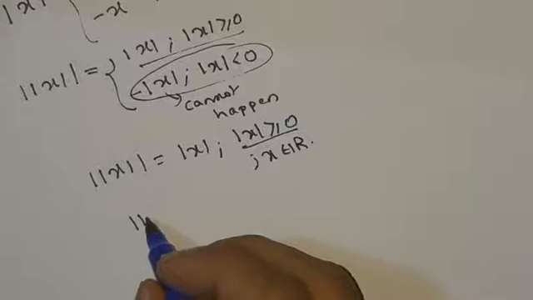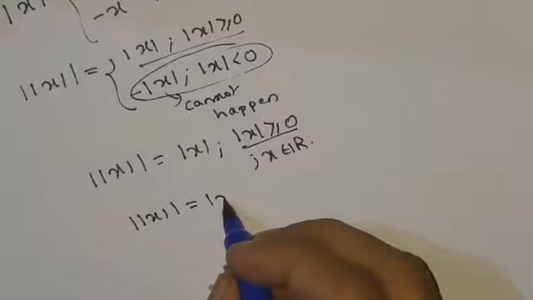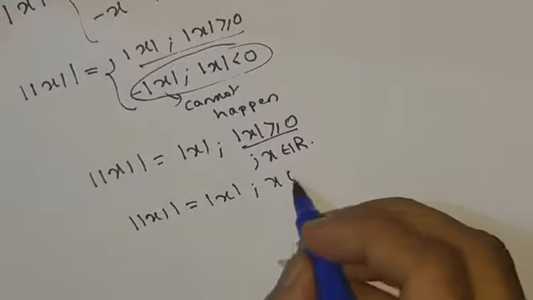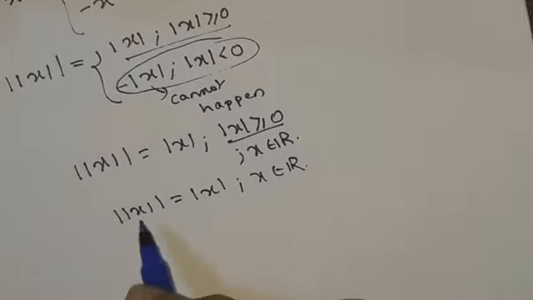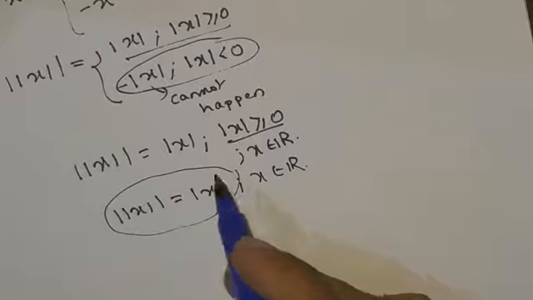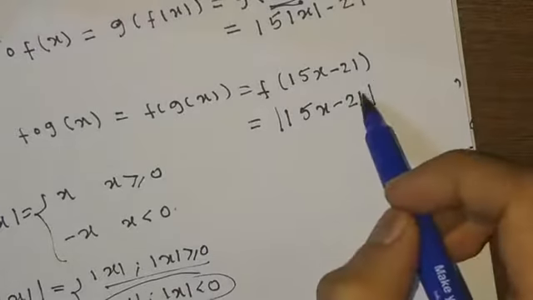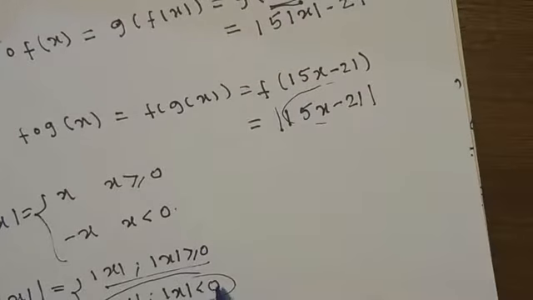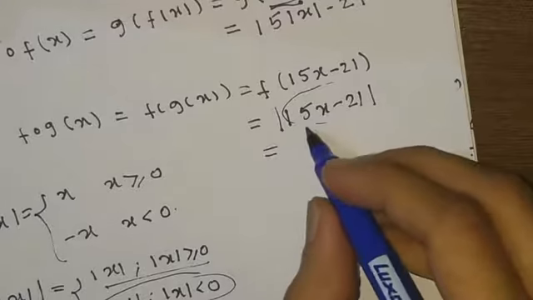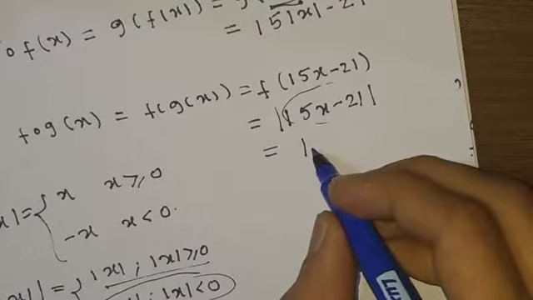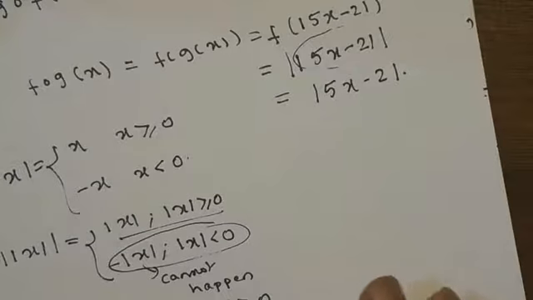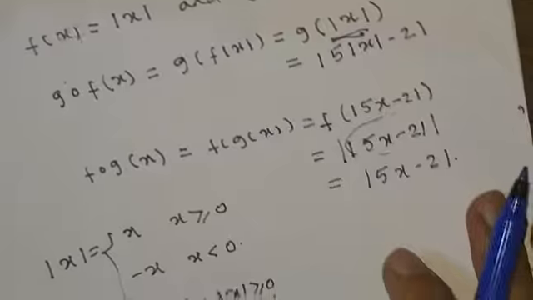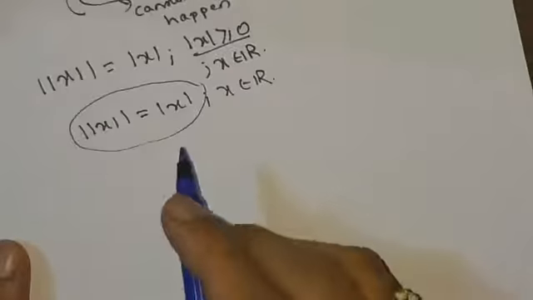So what you will get is modulus of x is equal to modulus of x for every x belonging to the real numbers. So for any real number this is true. So in particular for this real number 5x minus 2, you will get modulus of 5x minus 2 is equal to modulus of 5x minus 2. Okay, so that is the function f composition g of x. That is the first part of the third problem.